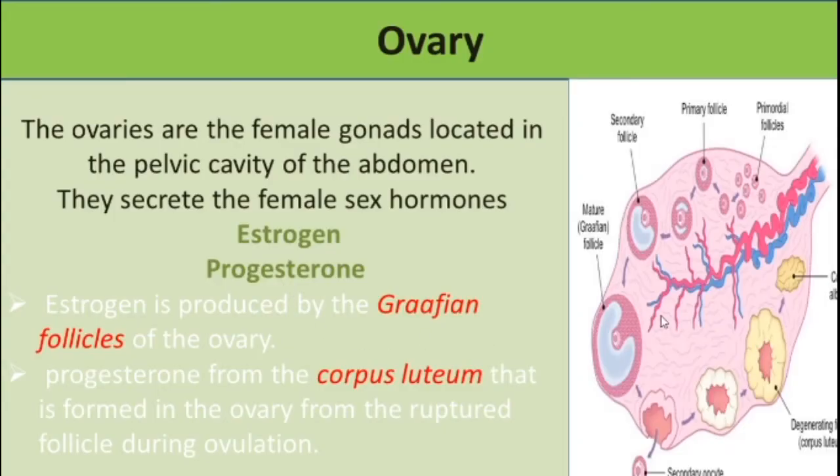The estrogen is produced by the Graafian follicle. This is the Graafian follicle, which secretes the estrogen hormone. And then progesterone, another hormone. Progesterone is secreted by the corpus luteum. This is the corpus luteum. The corpus luteum is responsible for ovulation, that is the rupture of follicles.